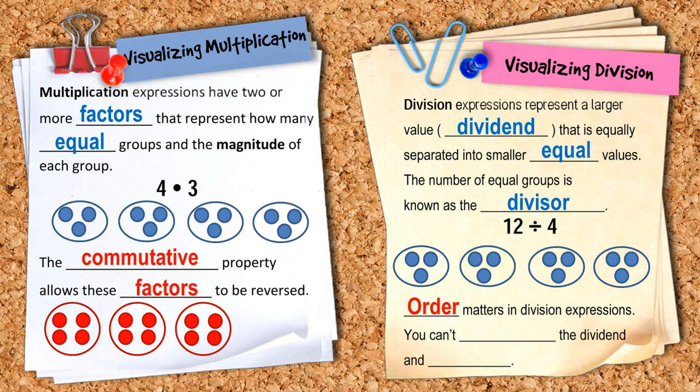Order matters in division expressions. You cannot reverse the dividend and the divisor. Just like subtraction, you can't change the order unless you turn it into addition. Division's the same way. 4 divided by 12 is a different problem than 12 divided by 4.